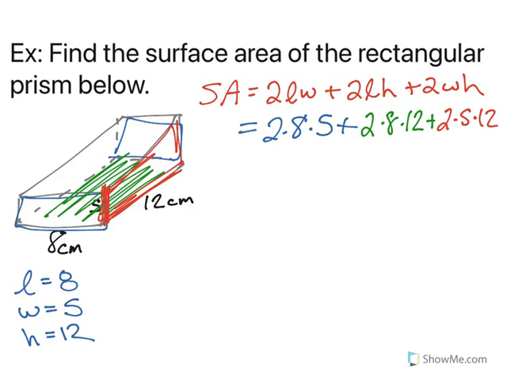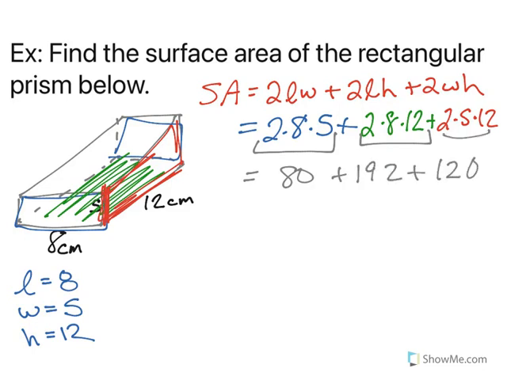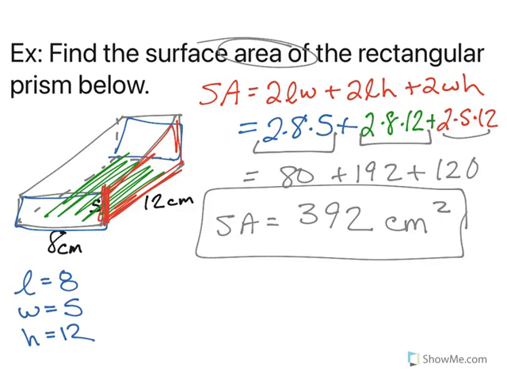Okay, so now we multiply. And we're talking about order of operations here, right? So we're going to multiply 2 times 8 times 5, and we get 80. 2 times 8 times 12 gives me 192, and 2 times 5 times 12 gives me, excuse me, 120. When I add all of those together, I get 392. My units are centimeters, and I'm finding surface area, so it's squared. So my surface area for that particular rectangular prism is 392 centimeters squared.